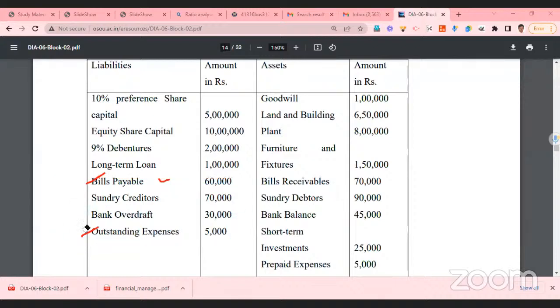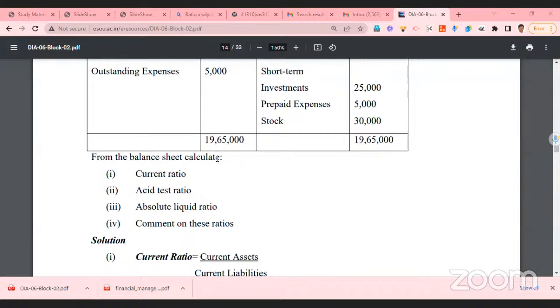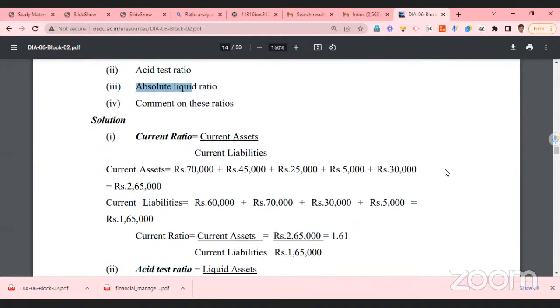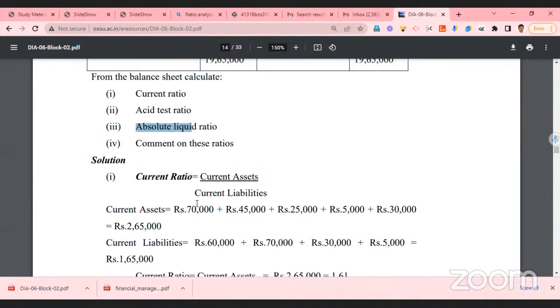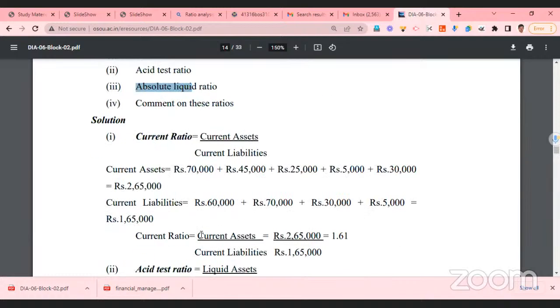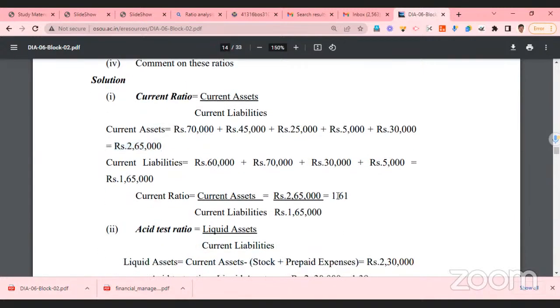Okay, let us see this problem. First, identify the current assets and current liabilities. Calculate the current ratio, absolute liquid ratio, and acid test ratio, and comment on them. Here the current assets are the same as I already told you: 70,000, 45,000, 20,000. Total current assets are 2,65,000. The current liabilities are 1,65,000. So what is the ratio here?